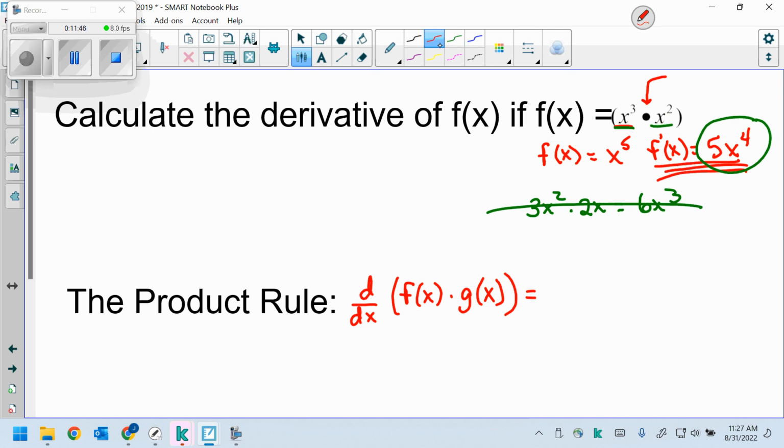No, the way we're going to find the derivative of one function times another is we're going to take the first function times the derivative of the second function, and then add to that the second function times the derivative of the first function.